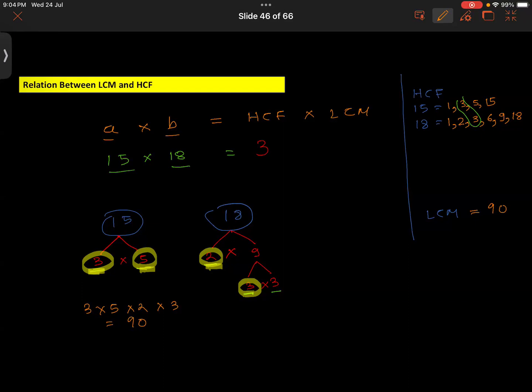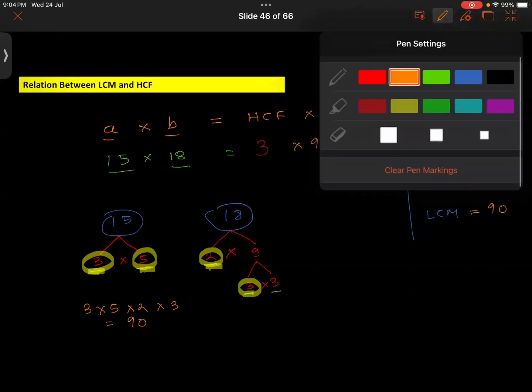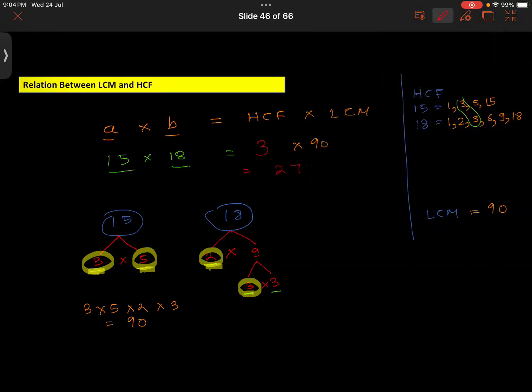I did by mistake 15 into 3. No, that you don't have to do. You have to only multiply the prime numbers, not the given number itself. So 3 times 90 would be giving us 270. What about 15 times 18? Quickly multiply the numbers 18 and 15.